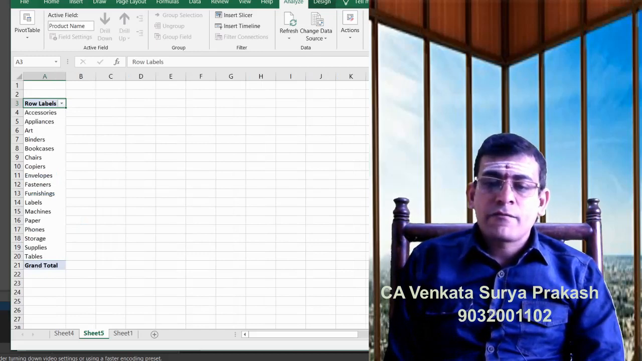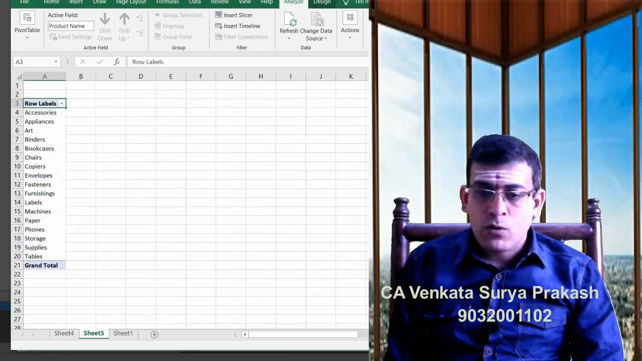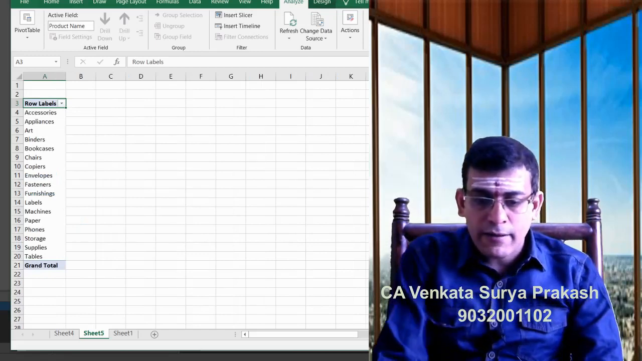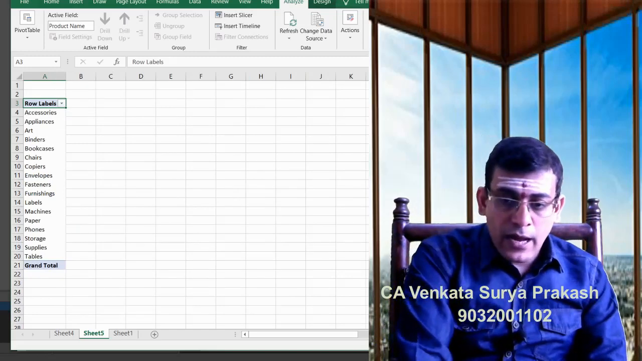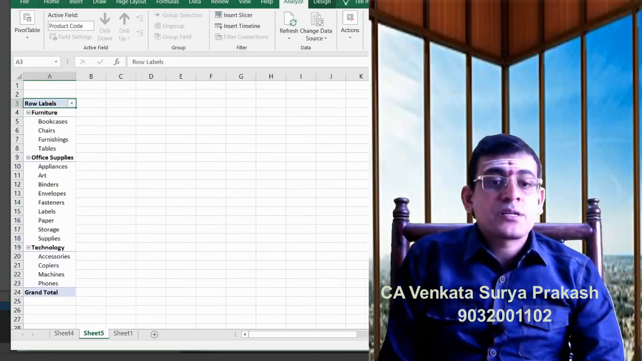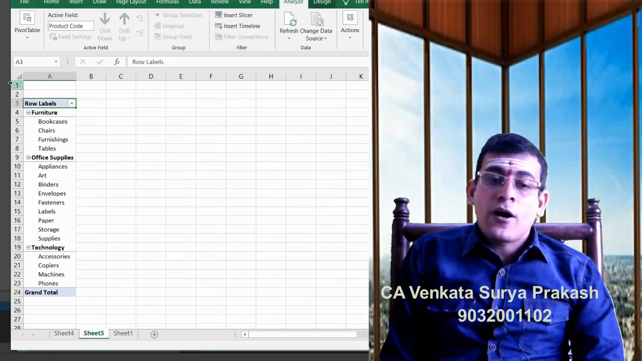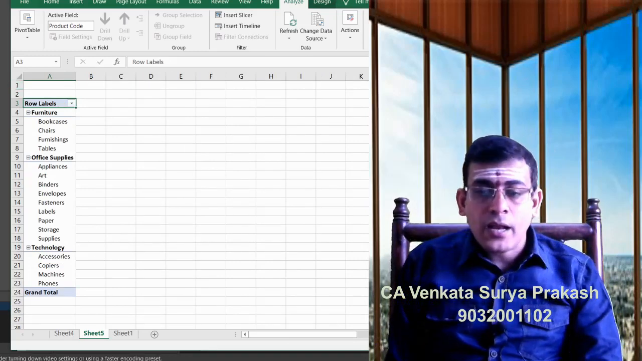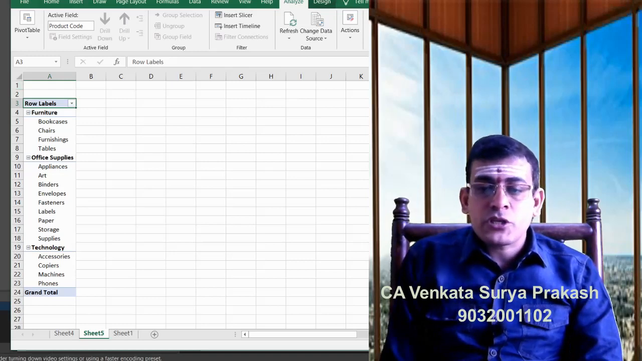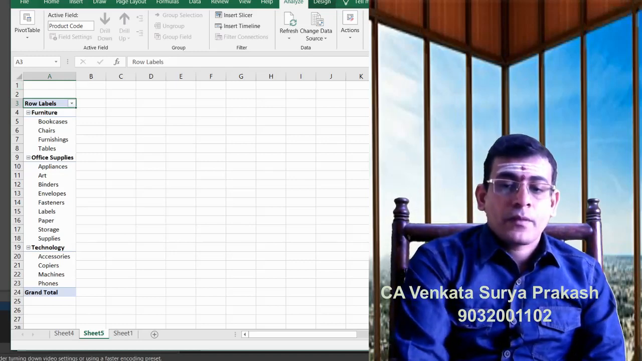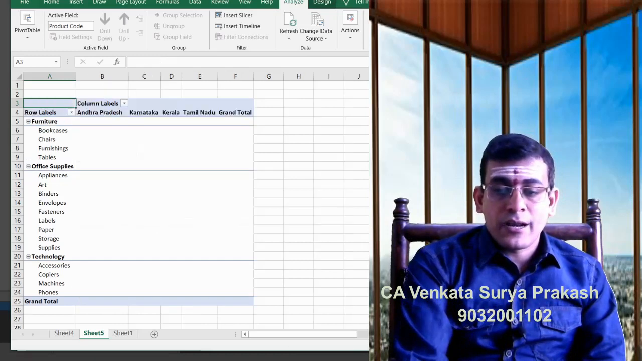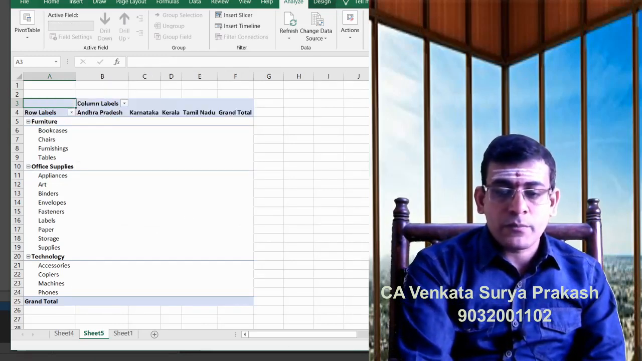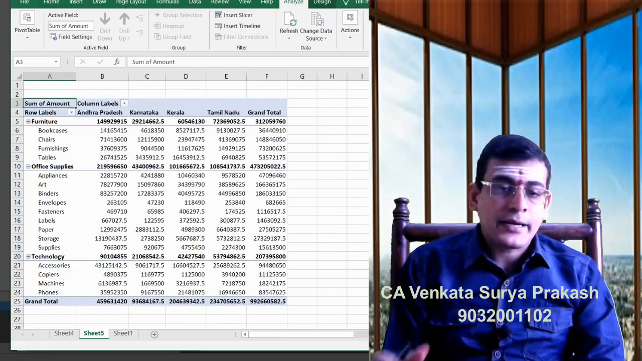We also have different segments. We have 3 types of products, which are your furniture segment, office supply segment, and technology segment. So these are the 3 segments you are having. Now I want to know the state-wise information. Which state is giving me revenue from which segment? So that's what I need to calculate.